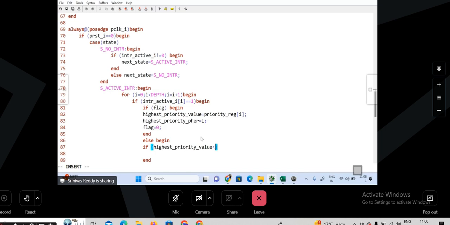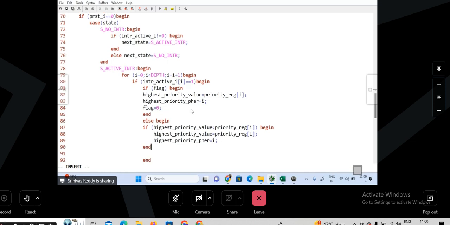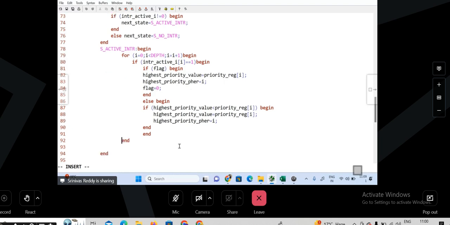Now you will take this value, correct? To go through this complete loop: for i equal to 0, i less than depth, and then increment. While going through, we'll be selecting this value. So first, this will be dropped. If interrupt active of i, what is interrupt active of 0? In the first iteration, 0 means this is a 1, right?